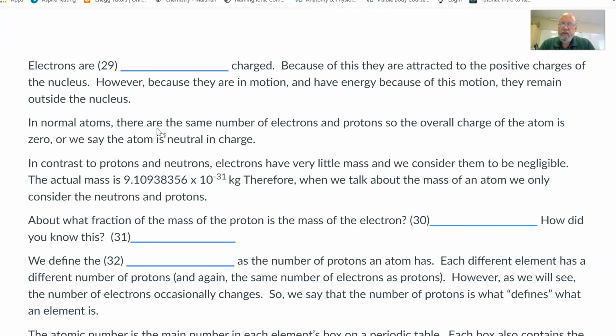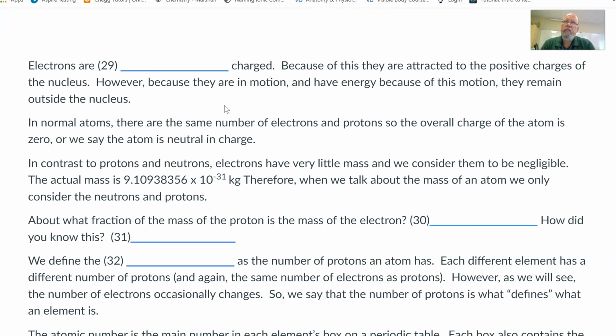In contrast to protons and neutrons, electrons don't have much mass, and we consider them to be negligible, so close to 0 that we just say 0. The actual mass is 9.1093856 times 10 to the negative 31st kilograms. And so when we talk about the mass of an atom, we only consider the neutrons and protons. We might want to ask what fraction of the mass of the proton is the mass of the electron. The way that we can do this is by comparing the exponents.